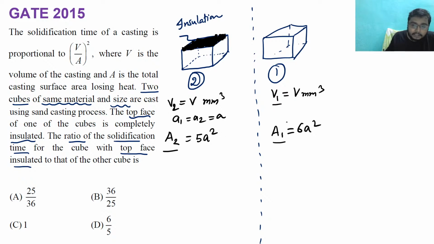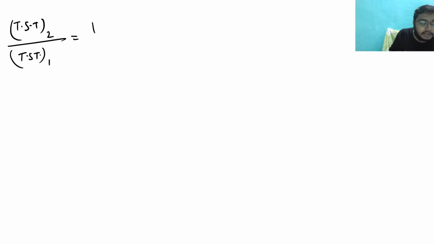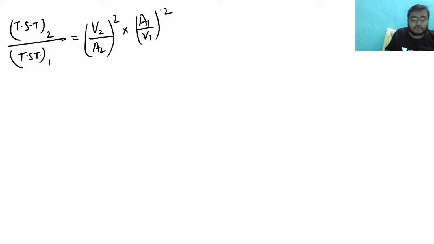So now what can I say here, since one surface is insulated. Having known these things, what we can write here: the total solidification time for 2 by the total solidification time for 1 is nothing but (V2 by A2) whole square by (V1 by A1) whole square, right? Now see, V2 and V1 both are the same.